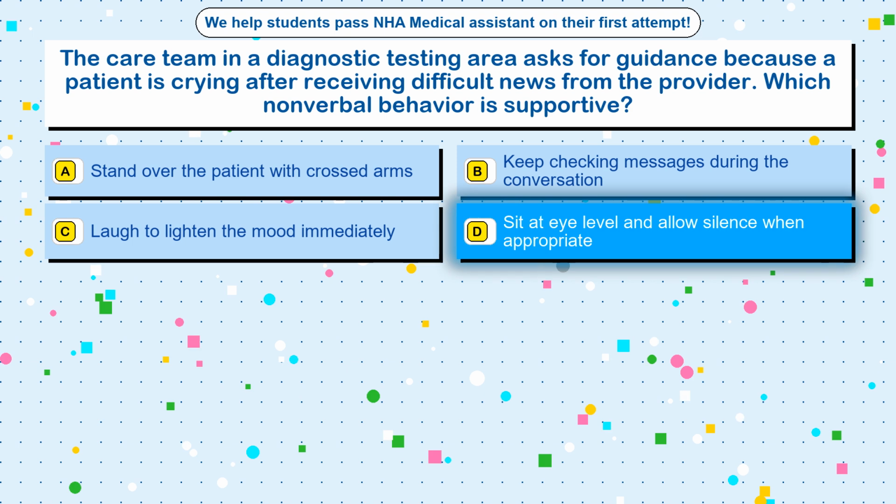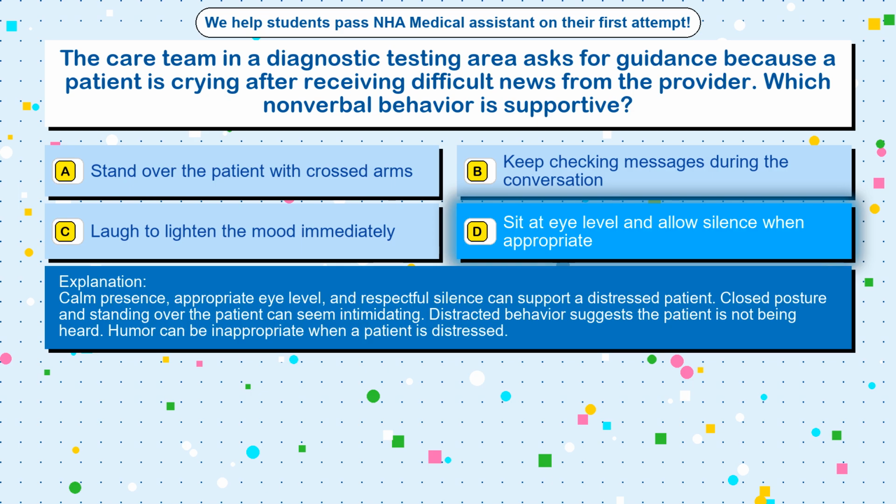The correct answer is option D, sit at eye level and allow silence when appropriate. Calm presence, appropriate eye level, and respectful silence can support a distressed patient. Closed posture and standing over the patient can seem intimidating. Distracted behavior suggests the patient is not being heard. Humor can be inappropriate when a patient is distressed.